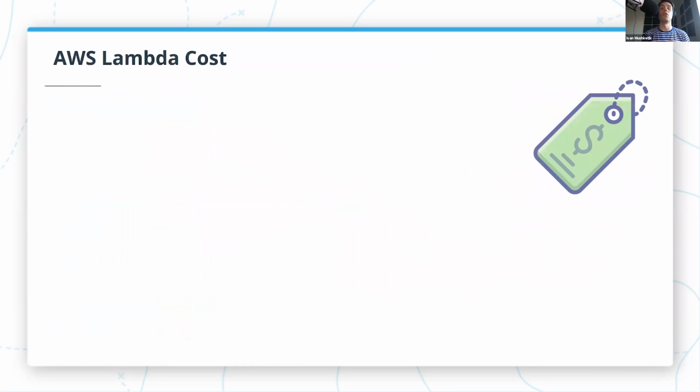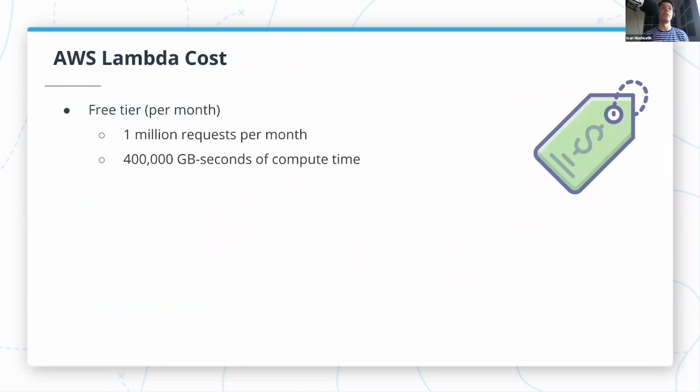Now, where it becomes really interesting is how much does it cost to use something like AWS Lambda or other function as a service options. In case of AWS Lambda, every month you get a free tier, which allows you to send 1 million requests to your function per month for free. And it also gives you 400,000 gigabytes per second of compute time, which means that if we provision our function with 1 gigabyte of memory, we can run 400,000 seconds of functions that use 1 gigabyte of memory.